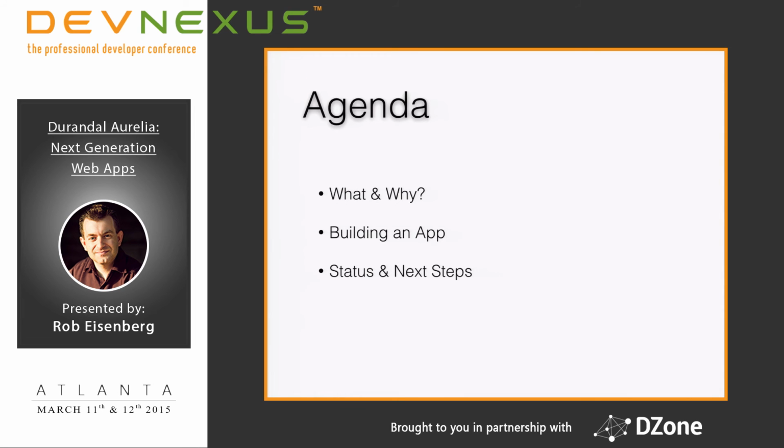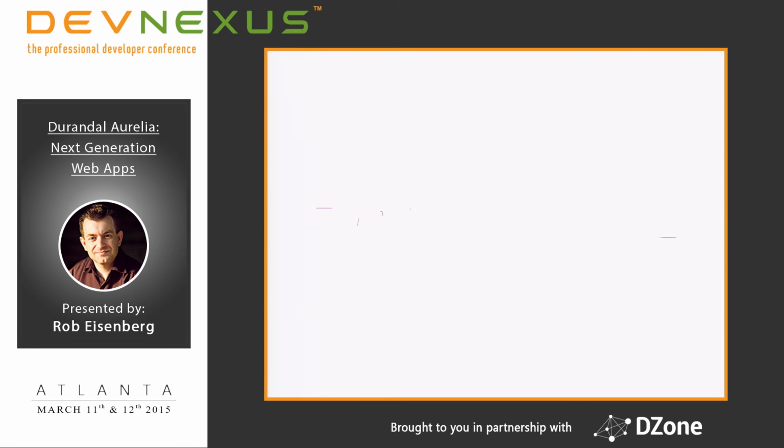We're going to talk about a few different things. We're going to build an app in the middle, but we're going to start by talking in a little bit more detail about what Aurelia is and why we're building it. Then, like I said, we'll build a simple application with it. And then we'll talk about the status of the project and the next things that we're working on. So first, what and why?